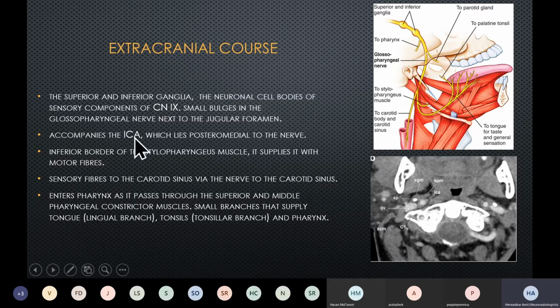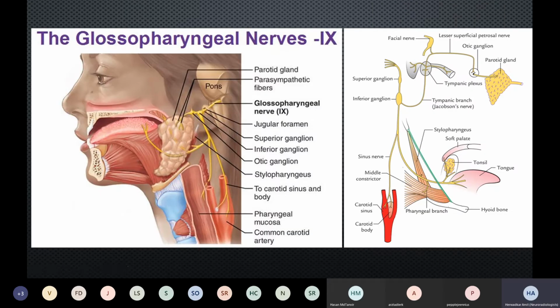So these are kind of the branches, if you like, of the nerve as it comes out from the neck. And most of these branches are not visible on MR imaging. And this is just again a quick recap of what the supplies of these nerves.